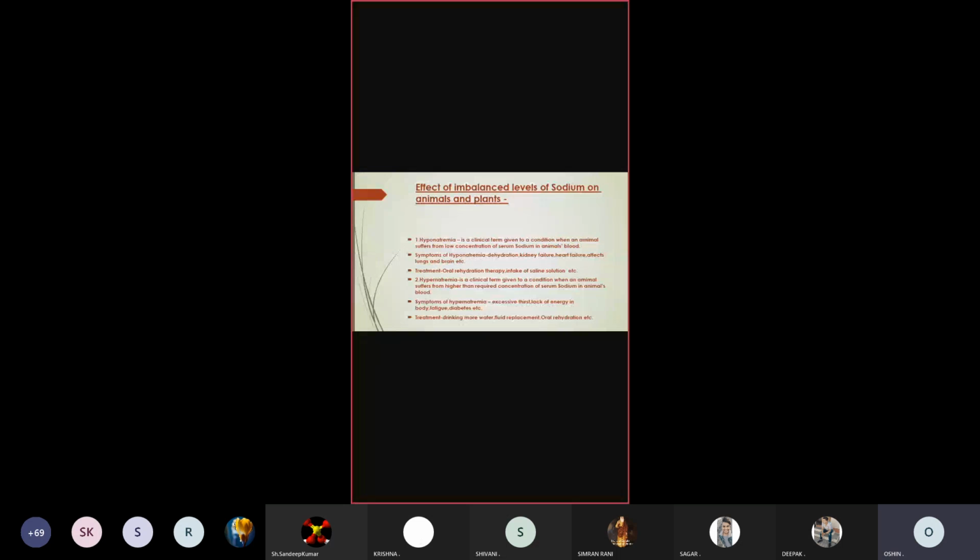Next we have hypernatremia. Hypernatremia is also composed of two terms. Hyper means greater than required and natremia means sodium. So if sodium is present in our body greater than the requirement, then we will suffer from the clinical condition named hypernatremia. The symptoms of hypernatremia are excessive thirst, lack of energy in the body, fatigue, diabetes, etc. And its treatment is drinking more water, fluid replacement, and oral rehydration.